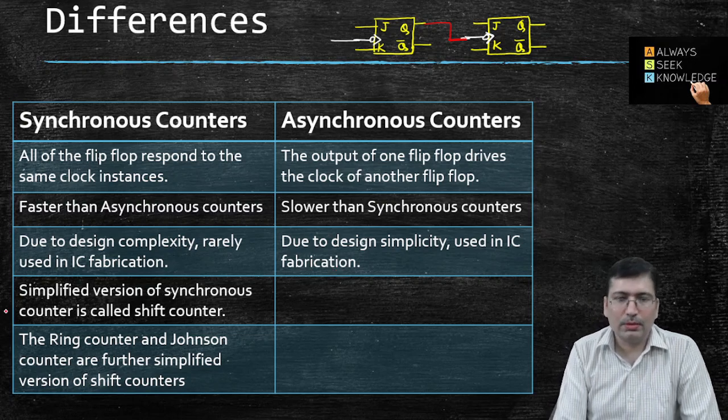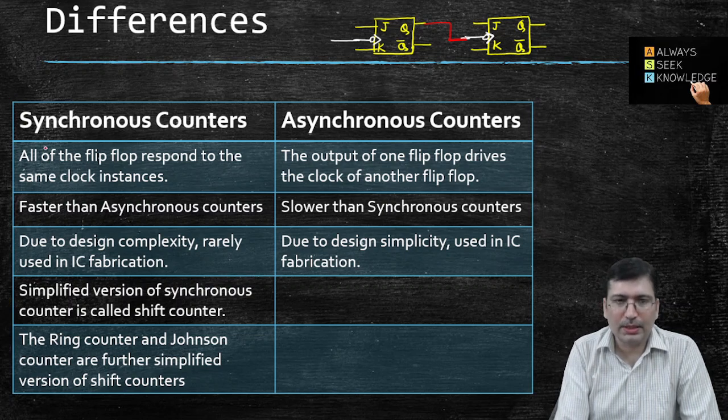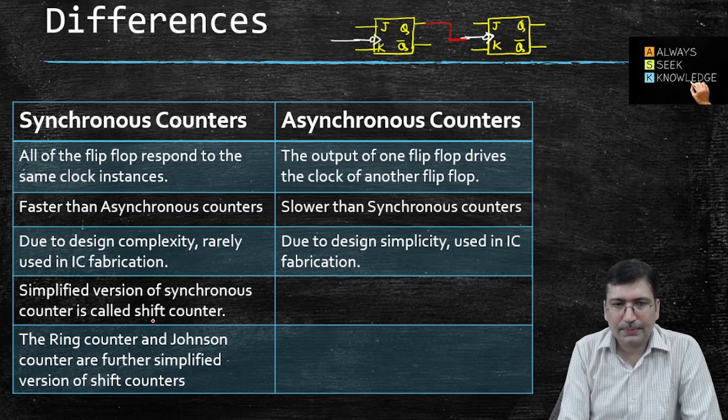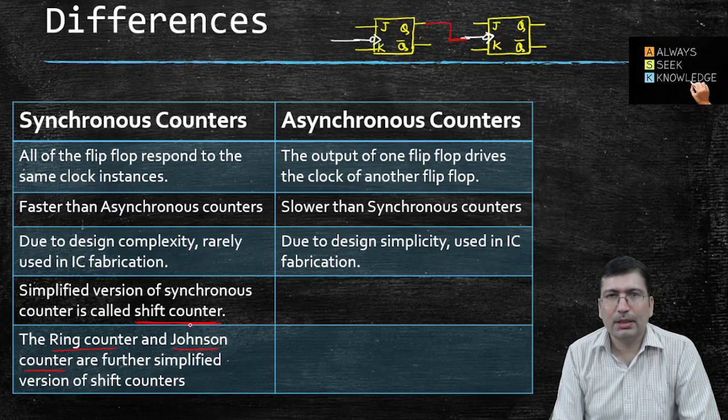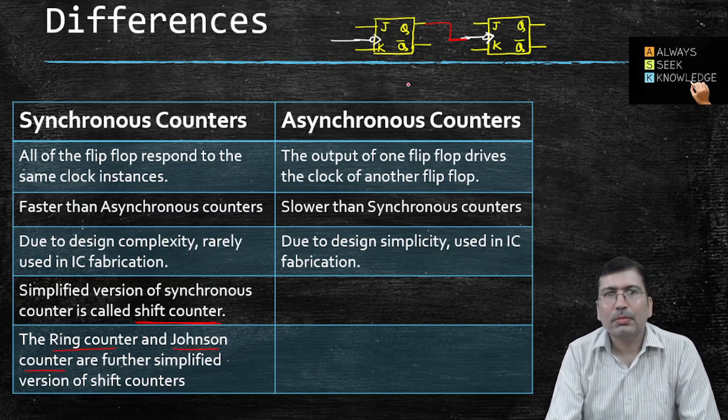There are two modified forms of the counters in case of synchronous counters. The simplified version of synchronous counter is also known as shift counter, that we will see later. And the modified form of shift counter, there are two, that is ring counter and Johnson counter. So all these counters we will discuss later on. As of now, I hope it is clear to everyone.